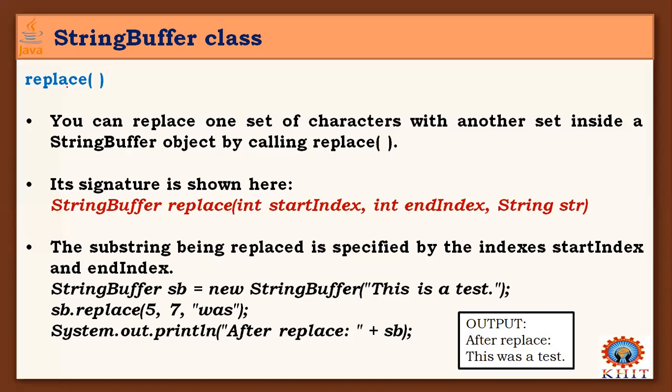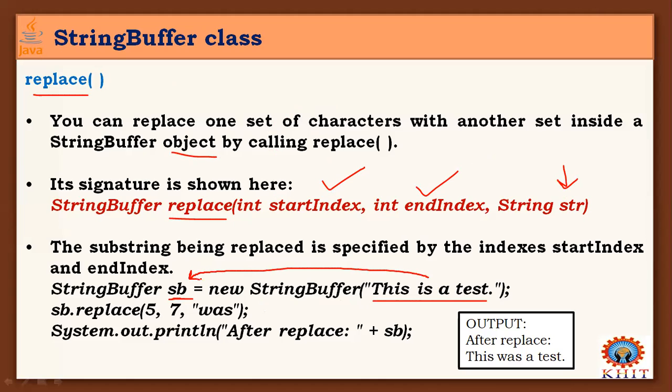Next one, a replace method. You can replace one set of characters with another set inside the given string object of this StringBuffer class. This is the form: replace method, starting index, ending index, and the string to replace with. Here is one simple example: a StringBuffer object, the same, "this is a test" is a string initialized into the StringBuffer object.